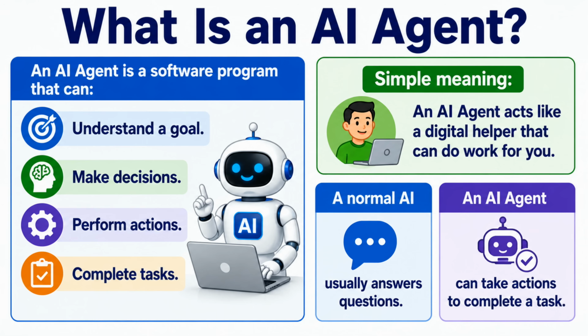In this video, I will explain what is an AI agent. An AI agent is a software program that can understand a goal, make decisions, perform actions, and complete tasks. In simple words, an AI agent acts like a digital helper that can do work for you. A normal AI usually answers questions. An AI agent can take actions to complete a task.